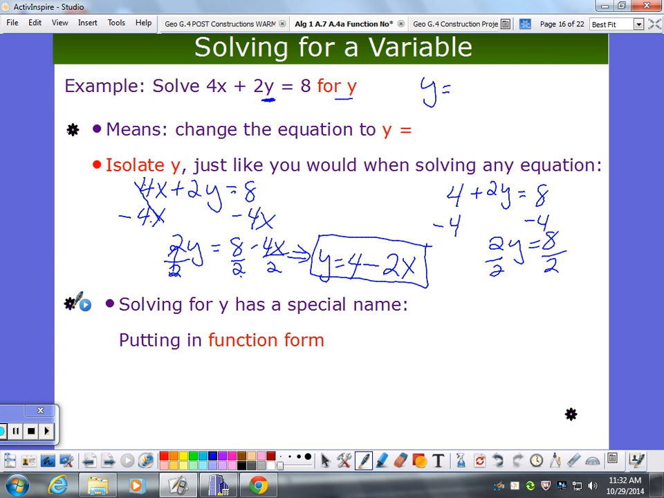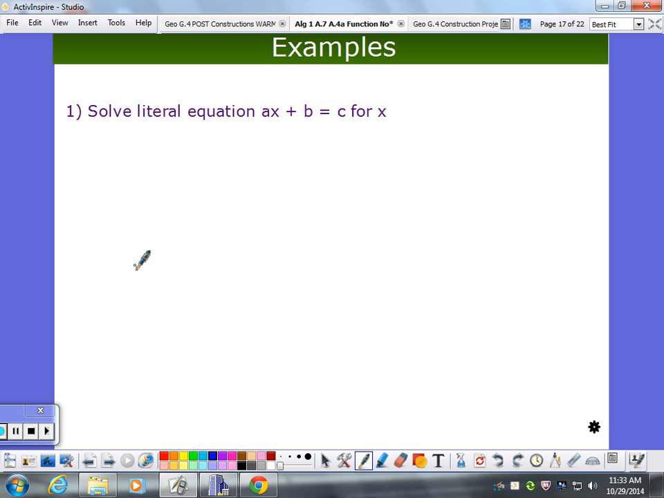Now when you solve for y, that has a special name. It's called putting it in function form. So if I give you something in standard form and I say put it in function form, I'm asking you to solve for y. Alrighty? Alright, so here's a couple more examples.